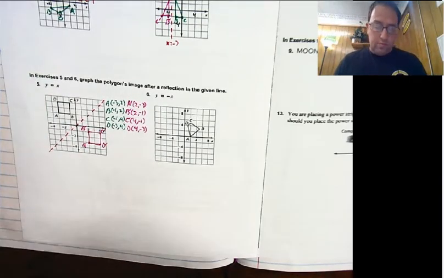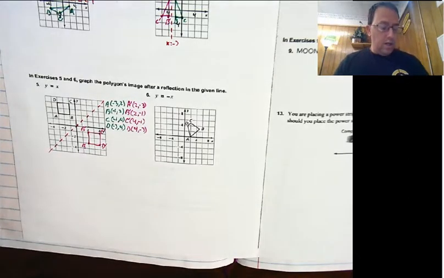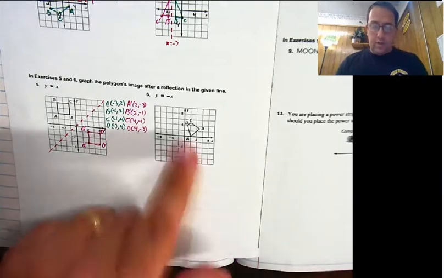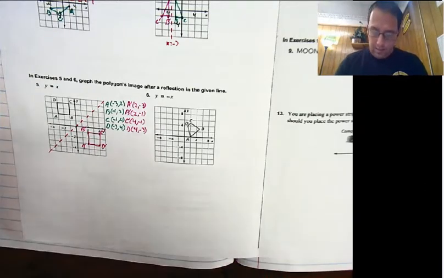This is a reflection. Okay, I would like for you to pause the video and see if you can reflect number 6 over the line y equals -x. Use those rules there. All right, let's see how you did.